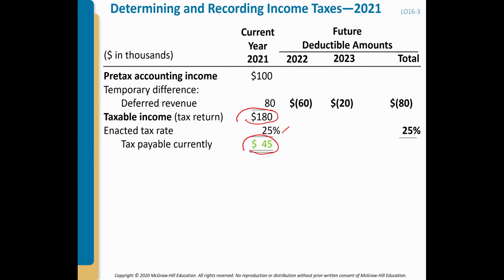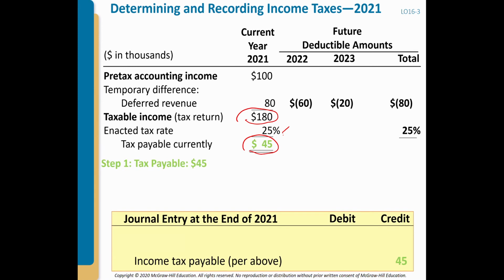Everyone's okay, right? So that's because we need to pay tax on 180. Tax rate is 25%. 180 times 25, you got 45. 45 should be the tax we owe right now, which is going to be due in a couple of months. So we have the income tax payable 45.